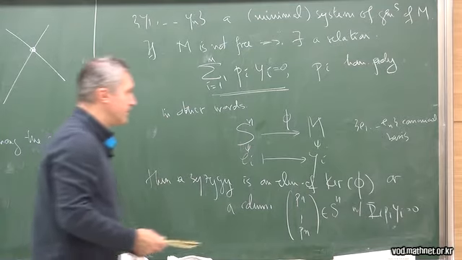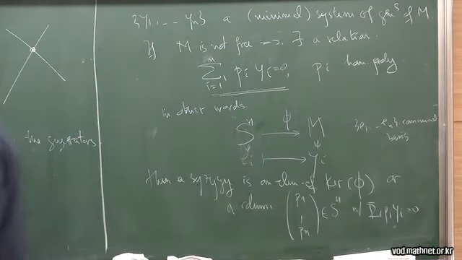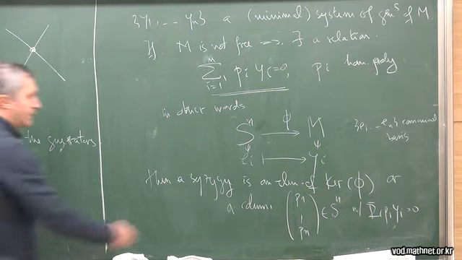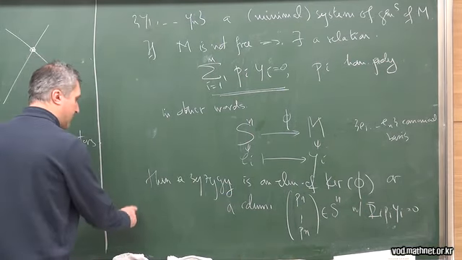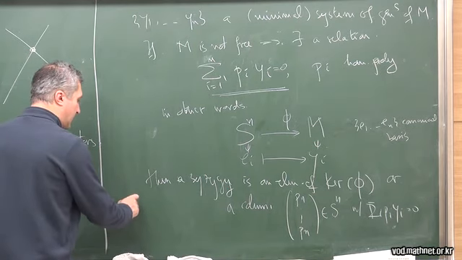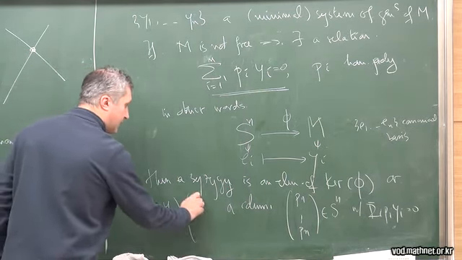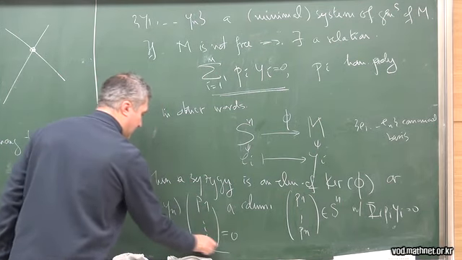And now, that's what a syzygy is: a column vector that multiplied with... so we can write the sum of p_i y_i equals 0 as: if we multiply y1, ..., yn by the column p1, ..., pn, this is 0.